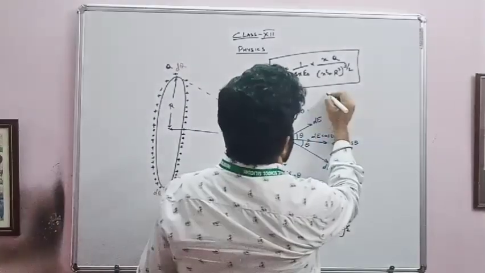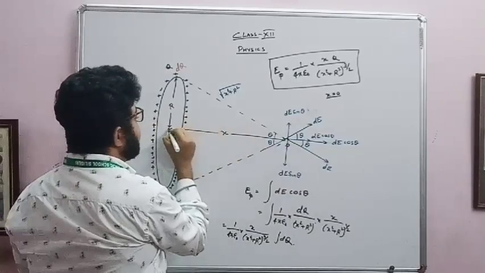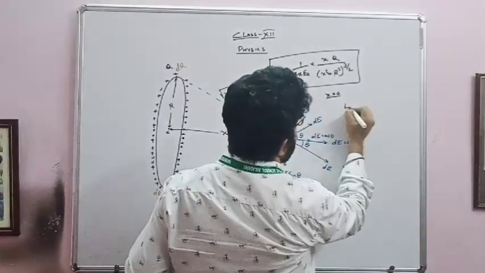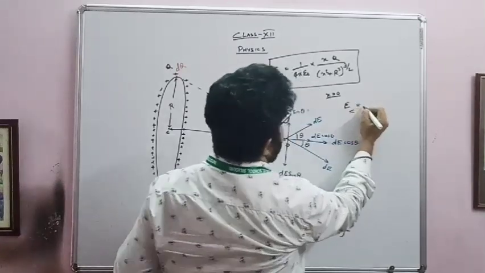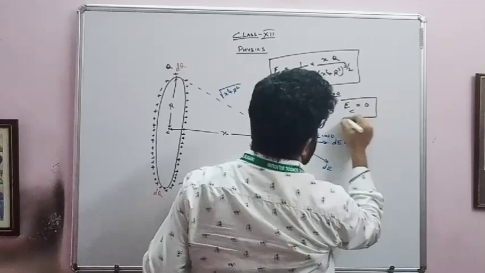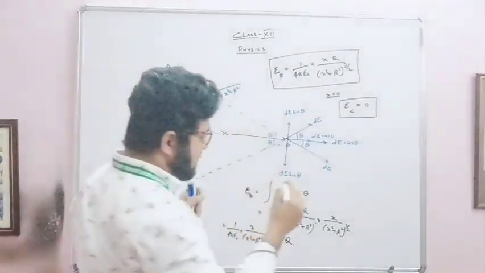And if x equals 0, what do you mean by x equals 0? That P is moved onto the center. So when x equals 0, the whole expression is 0. So we can say the electric field at the center is 0.